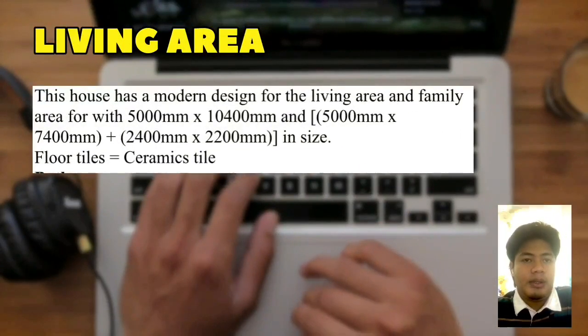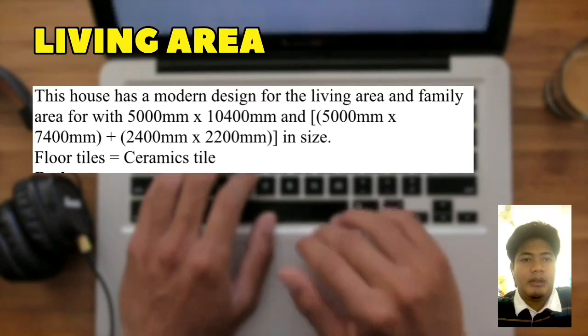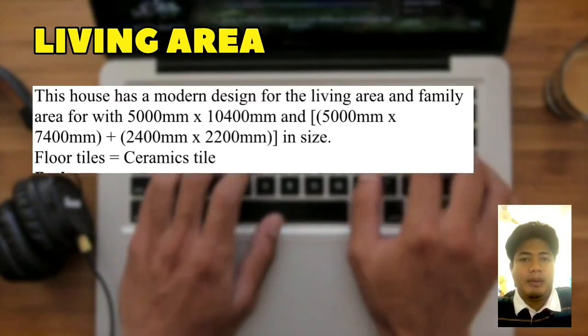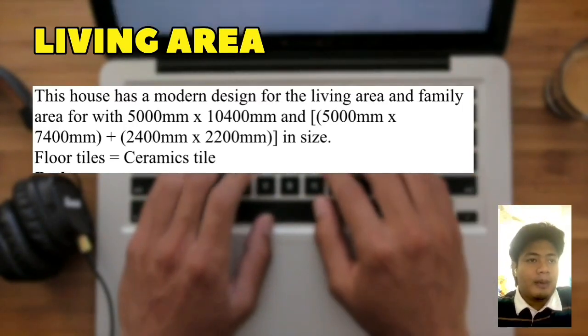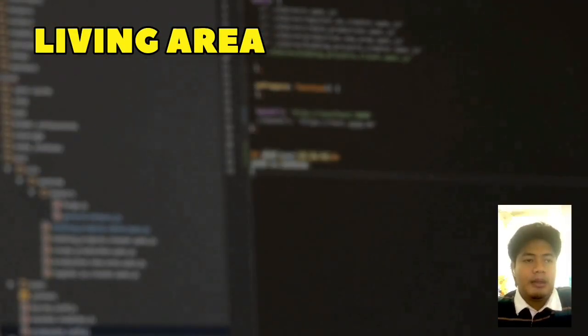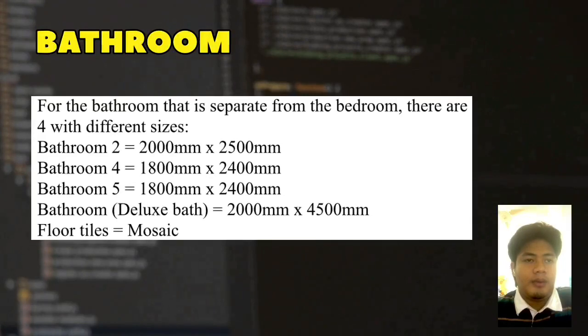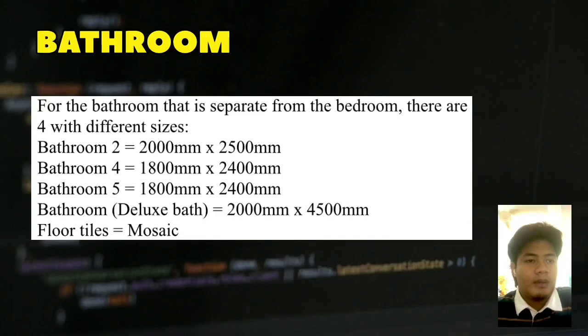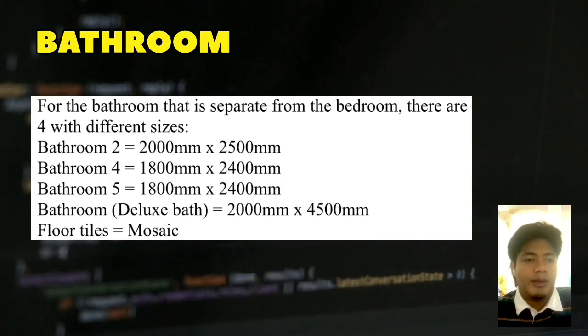For living space, we have a modern design with a living area and a family living area. The floor type is ceramic tile. Lastly, for the bedrooms, we have 4 different sizes: bedroom 2, bedroom 4, bedroom 5, and lastly the master bedroom. The floor type we are using is mosaic.